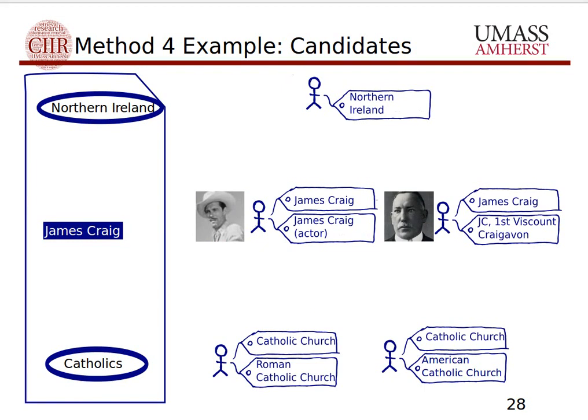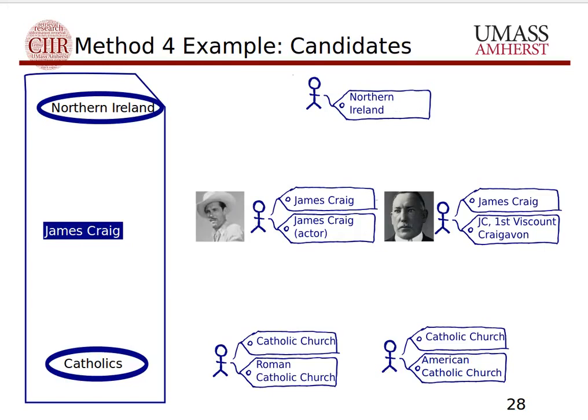So here's how it would look from the perspective of our running example on James Craig. So we have James Craig, the query mention. We have contextual entities, Northern Ireland and Catholics. For each of those, we retrieve a pool of candidates. Here we have our two James Craigs. There are many more of them, but for simplicity, I only list the two here.